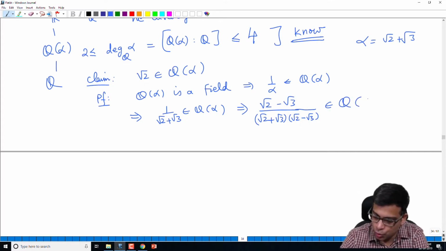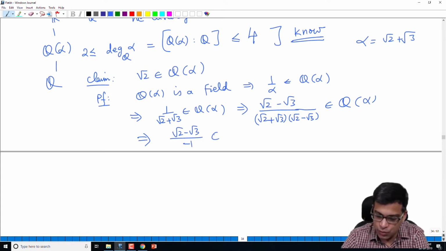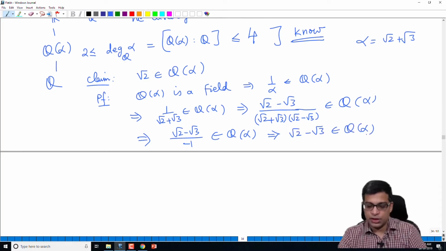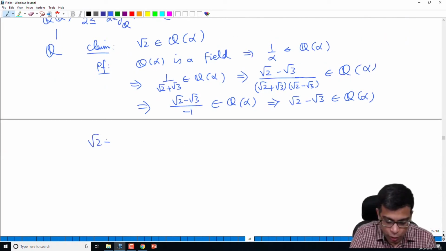This belongs to Q(alpha) because I have not changed anything. I multiplied both the numerator and denominator by root 2 minus root 3. But what is root 2 plus root 3 times root 2 minus root 3? That's actually minus 1. So minus (root 2 minus root 3) is in Q(alpha), which means root 2 minus root 3 is in Q(alpha). On the other hand, root 2 plus root 3 is also in Q(alpha). Root 2 minus root 3 is in Q(alpha).